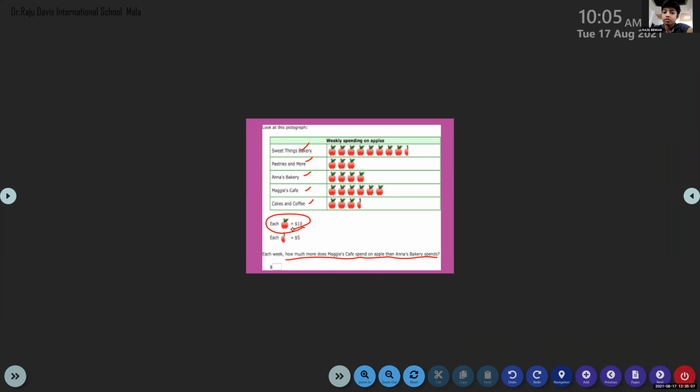So you can see half also, right? Half an apple also. Yes, ma'am. Here you can see a half apple also. So in a pictograph we can make it half. Clear? Yes, ma'am.